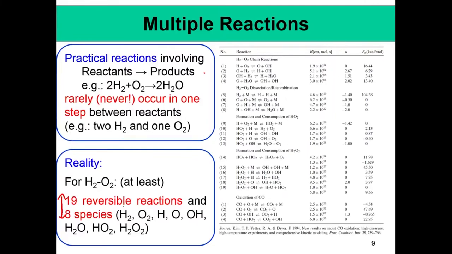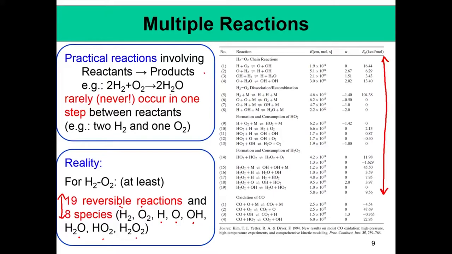Of those 8 species, of course, three are the reactants and the product: H2, O2 and water. But the rest are a lot of intermediates being formed: H atom, O atom, OH radical, HO2 radical, H2O2. And this is the whole reaction scheme that is involved. 19 reactions and 8 species.